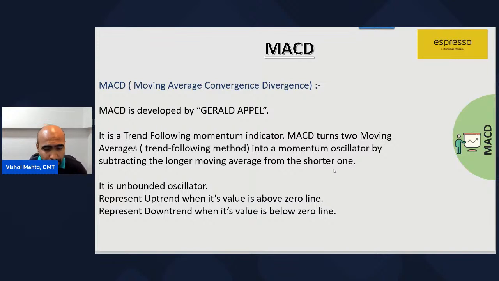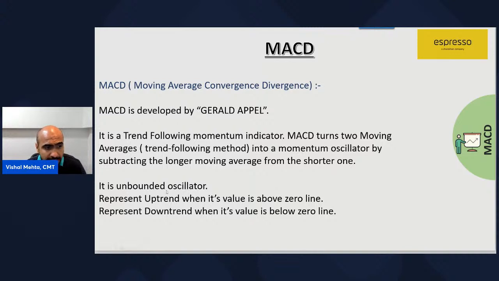What do I mean by momentum? If there is a crossover of 5 and 20 day moving averages, and the market starts going up much faster, the short term 5 period moving average will move much faster, whereas the 20 day moving average will take some time. And all of a sudden, the difference between the two will keep on expanding. That's why it is called a trend following momentum indicator.